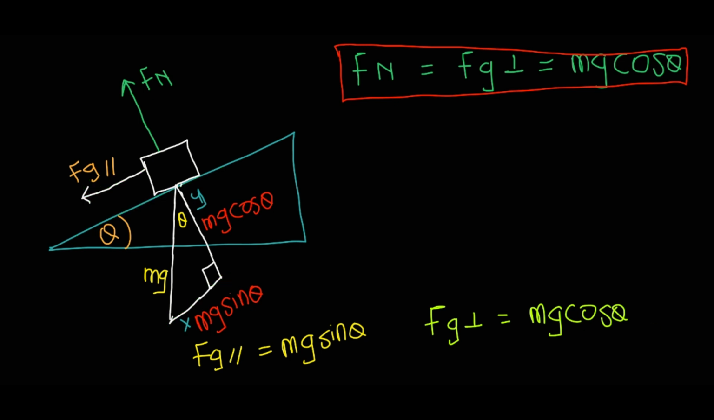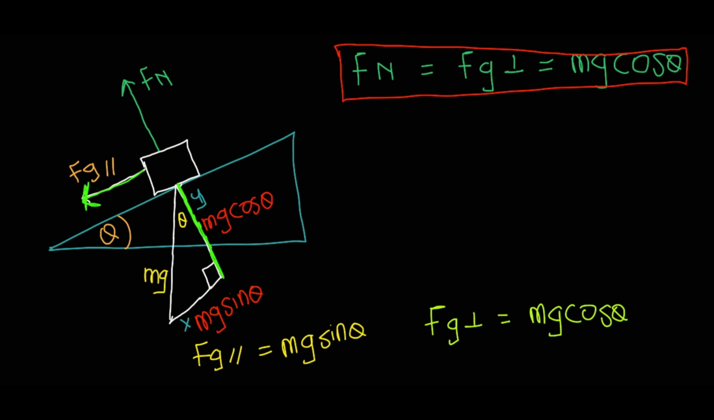Now another thing to know is that this Fg perpendicular is what makes this object remain on the incline, because otherwise this box would be in the air. So this force is what pulls it onto the incline. And then when this object goes down with no force applied, it is because of this Fg parallel that pulls it downwards.